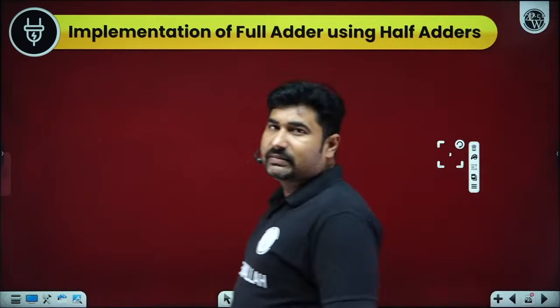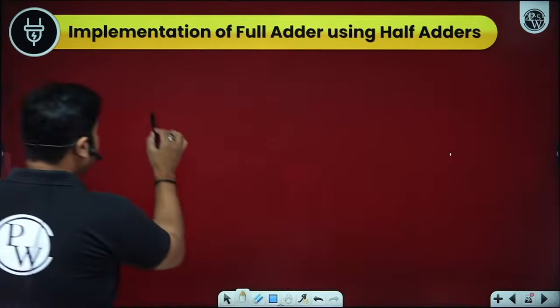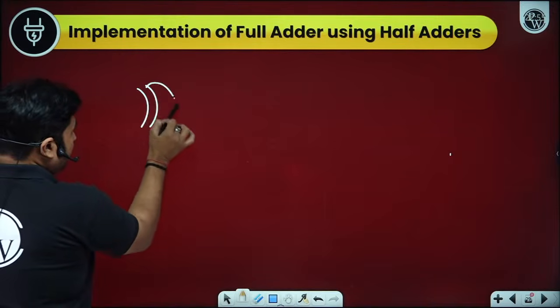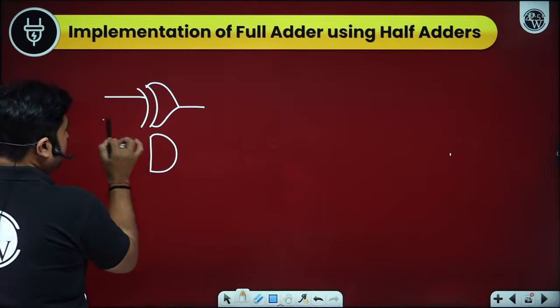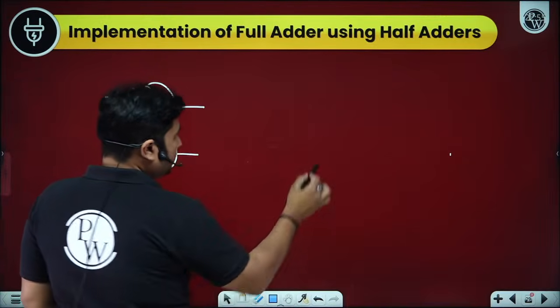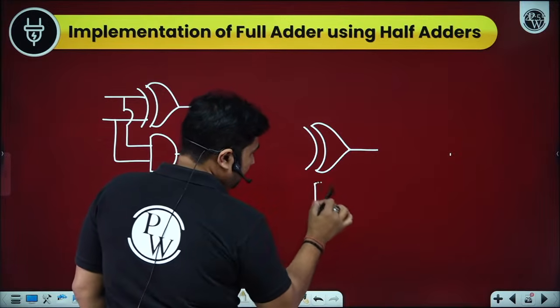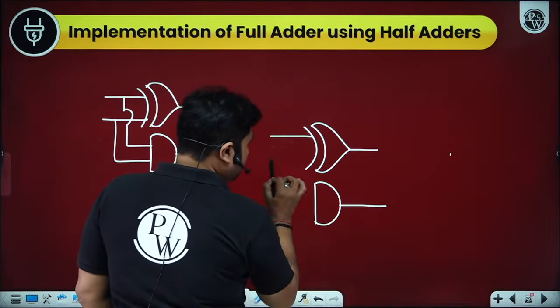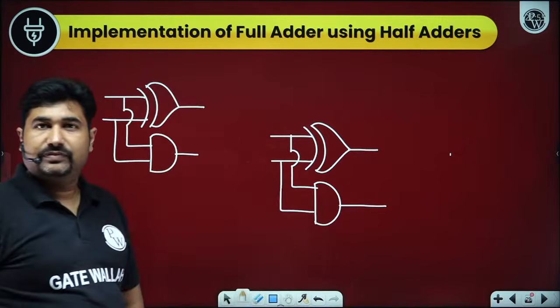Implementation of full adder by using half adder. Please observe. We have already half adder. In half adder, we have one XOR gate, one AND gate. This is a half adder. Is it okay? Yes, sir. So we have a half adder. Half adder can be represented in this way. Is it okay? Yes, sir.